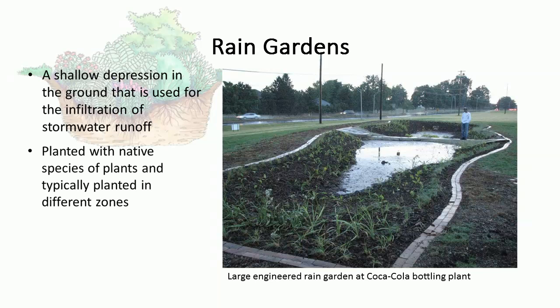They are planted with a variety of native plant species, which are oriented into different zones within the garden. Rain gardens come in all shapes and sizes. A small rain garden may be planted near a house to capture runoff from the rooftop, and a larger one, like the one shown, may be situated at the edge of a large parking lot to capture runoff from the pavement instead of using storm drains.